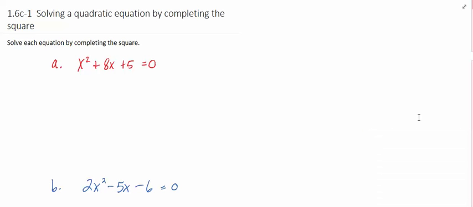Okay, these are a couple of examples in how to solve a quadratic by completing the square. So let's take a look.